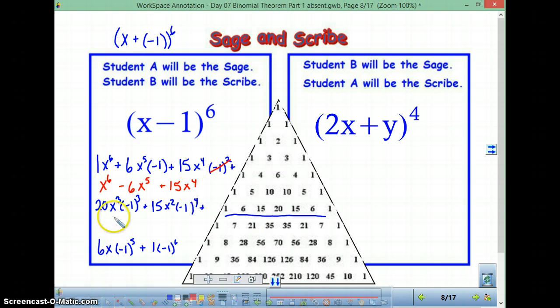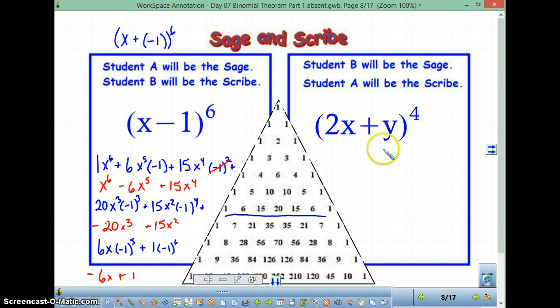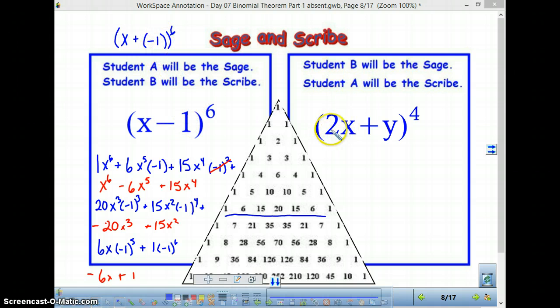Okay? Look what happens down here. This becomes negative 1. Right? So I can just say that that's minus 20x cubed. This becomes positive 1, plus 15x squared, minus 6x, plus 1. Let's try this one over here. Similarly, just like we had negative 1, this time we've got 2x as our first term.